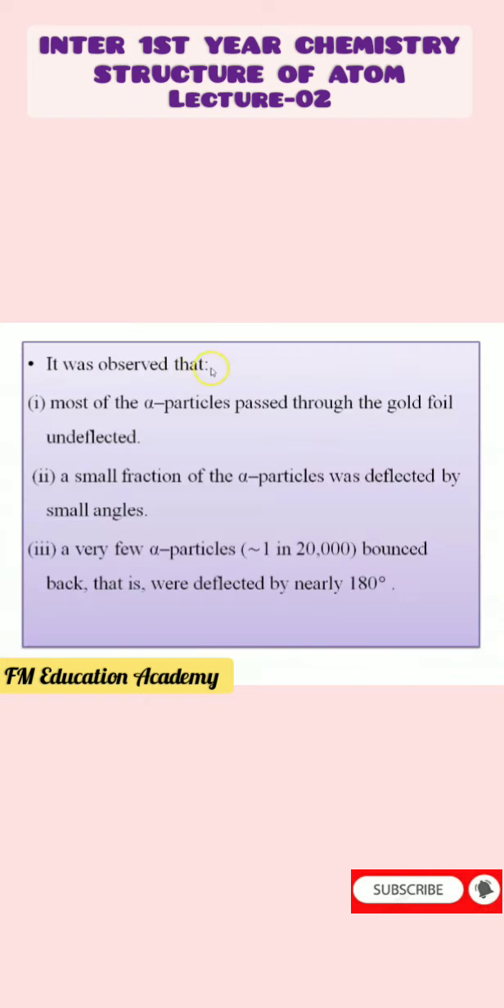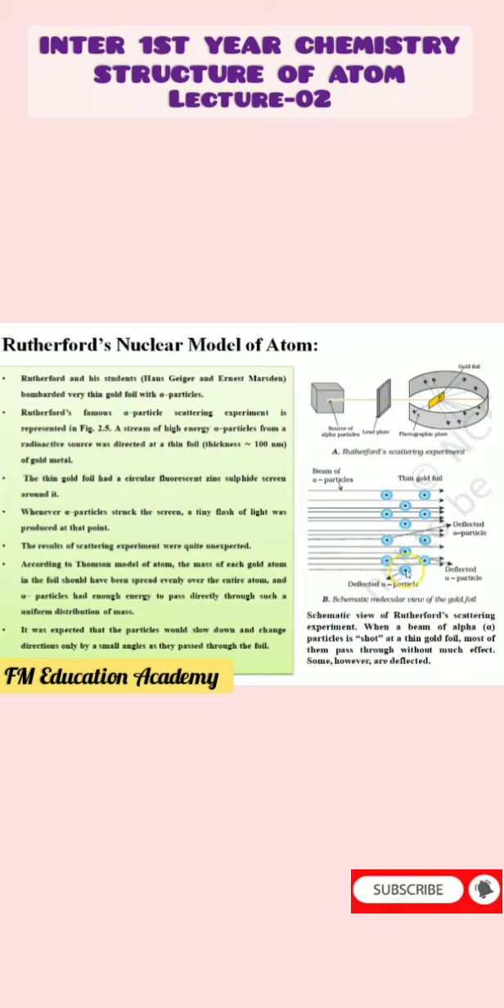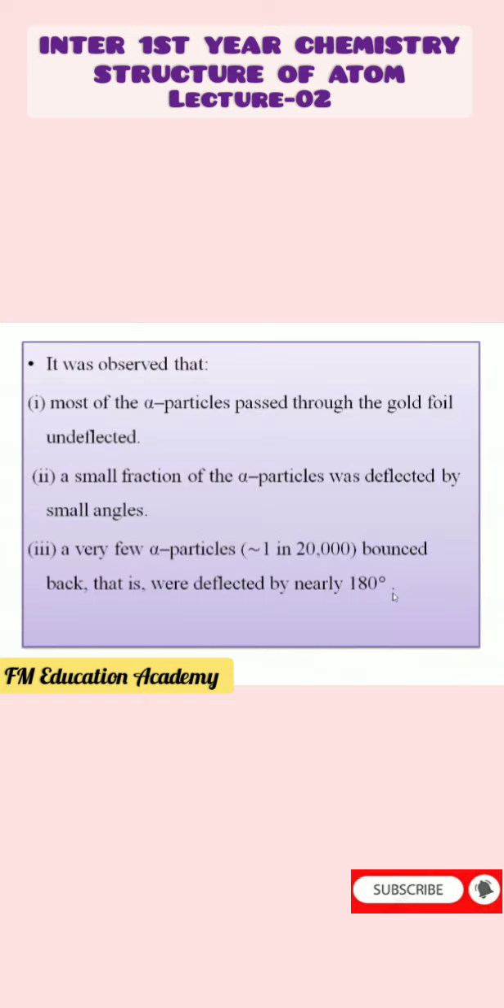So it was observed that there are 3 points. Most of the alpha particles pass through the gold foil undeflected. A small fraction of the alpha particles was deflected by small angles, and a very few alpha particles, approximately 1 in 20,000, bounced back, that is, were deflected by nearly 180 degrees. Just now what we saw in this figure: some are going straight, some are deflecting by a small angle, and some are going back by 180 degrees.